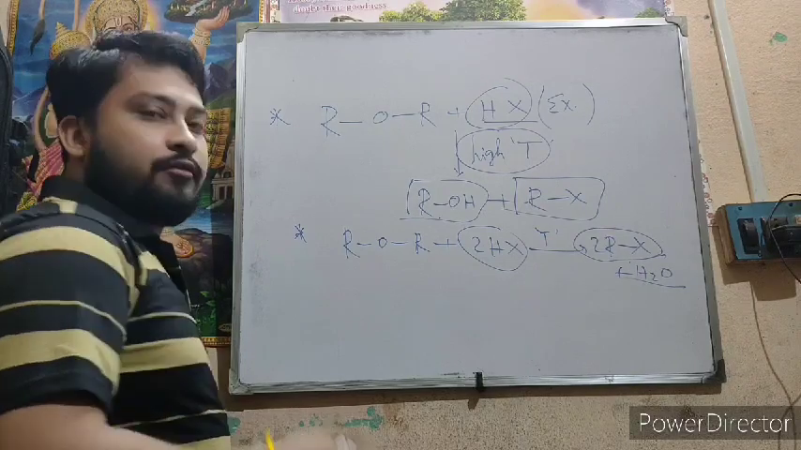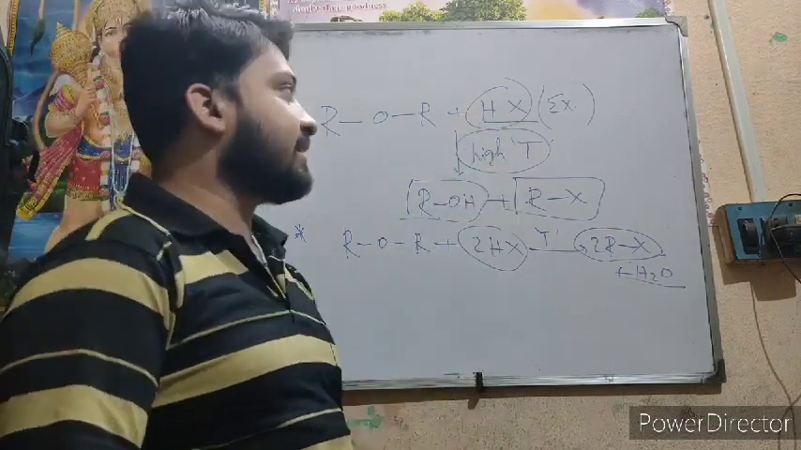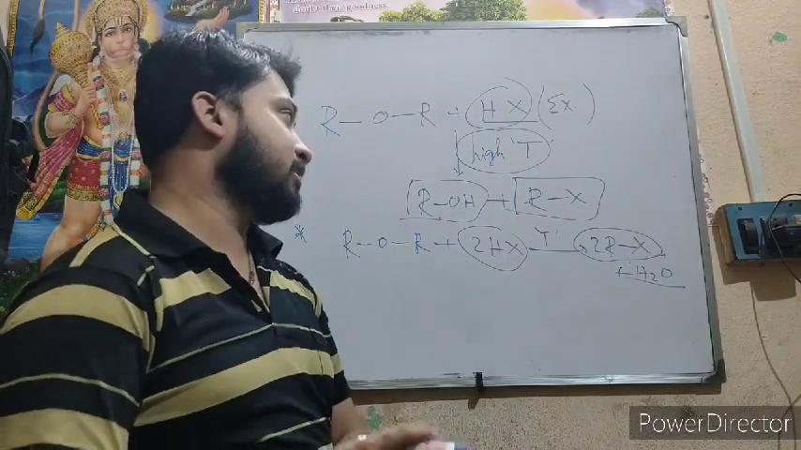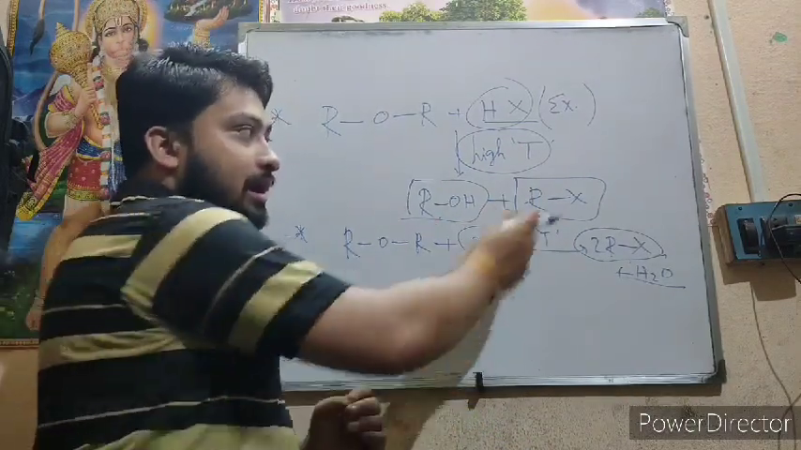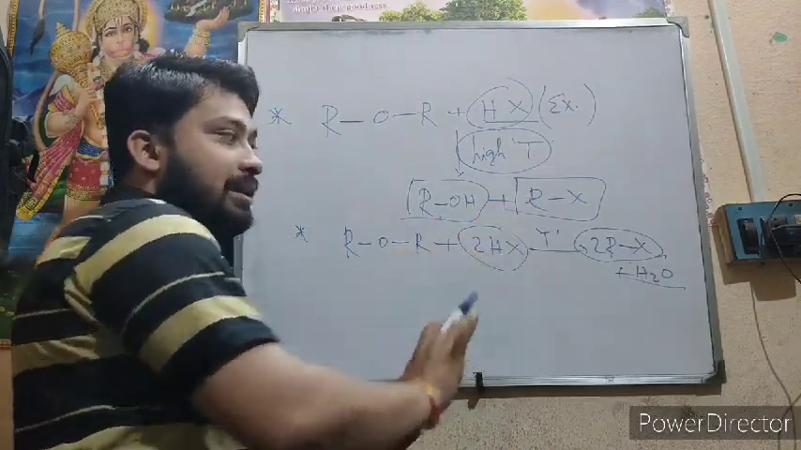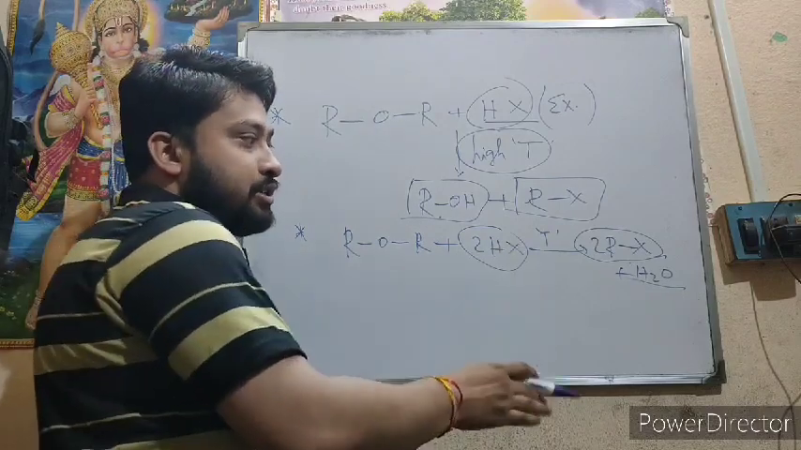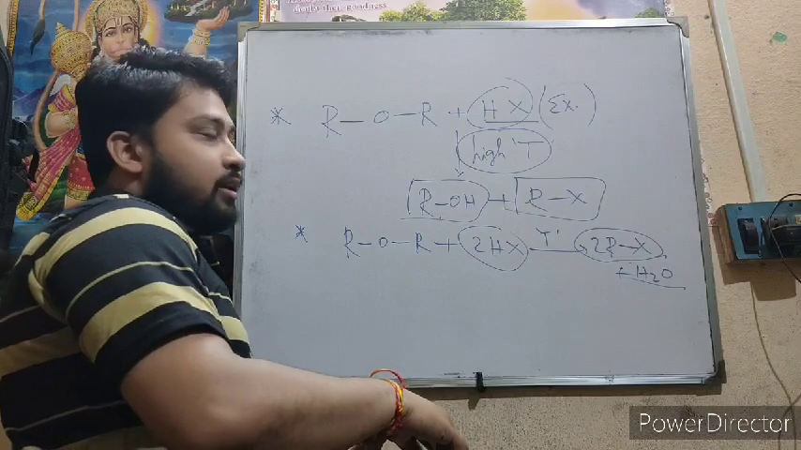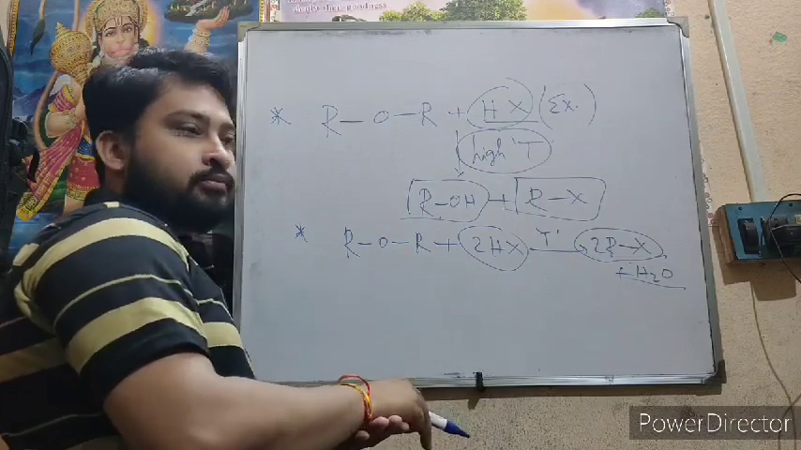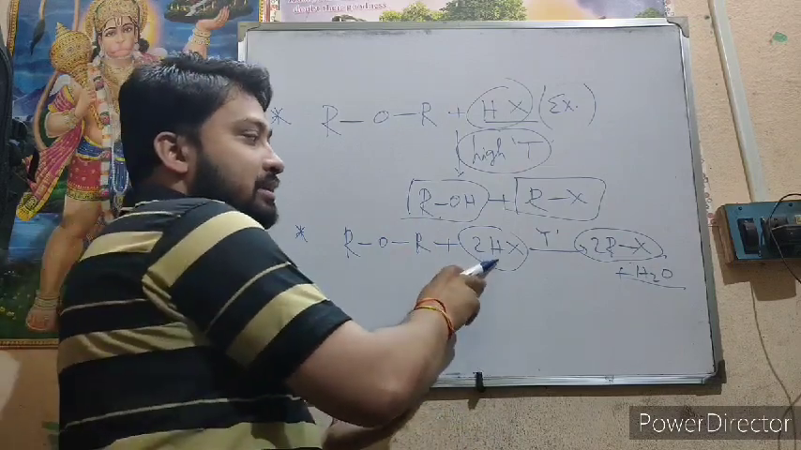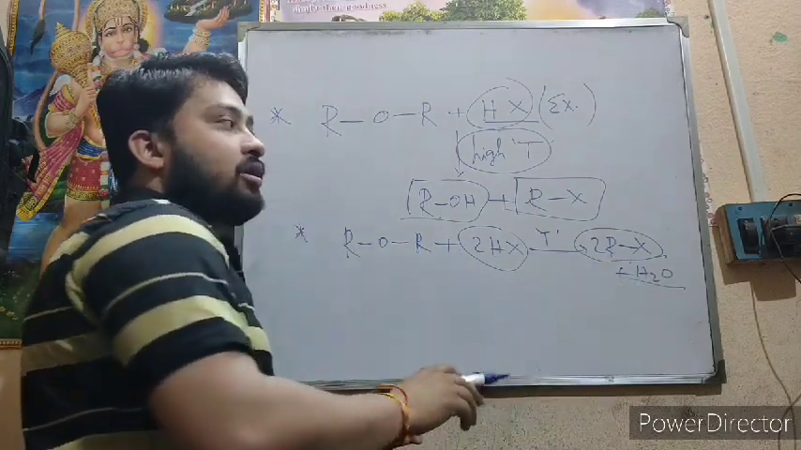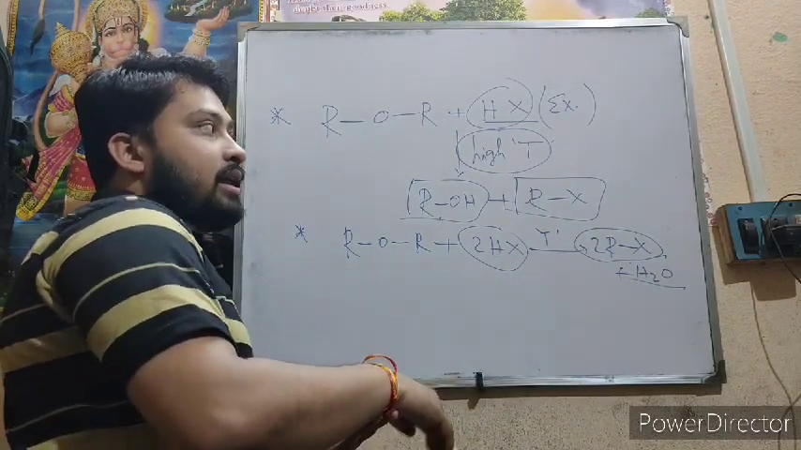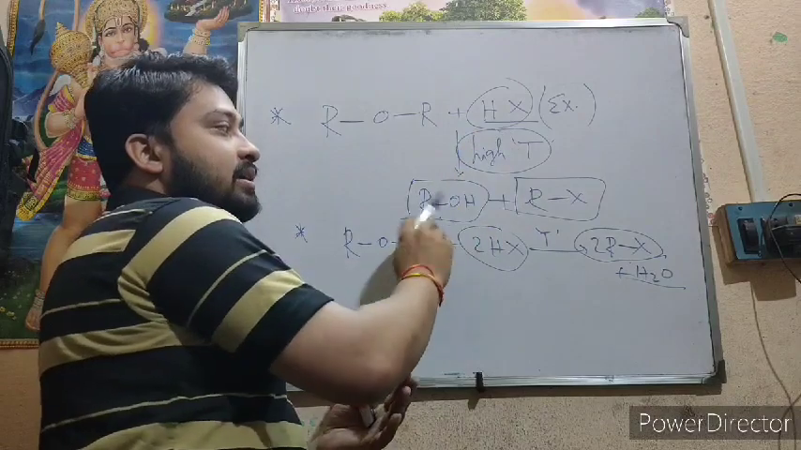If you use excess HX with the help of high temperature, you get OH, RX. If you use limited HX with the presence of temperature, you get RX and you get H2O. You do not get alcohol. If you use limited HX, you do not get alcohol, you get water. If you use excess HX, you get alcohol.